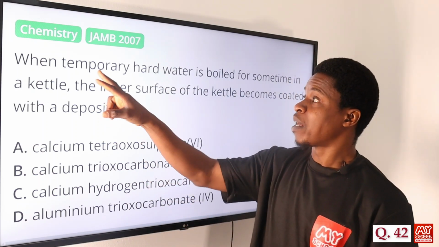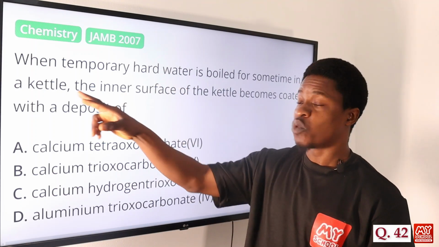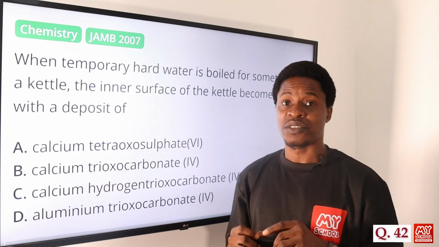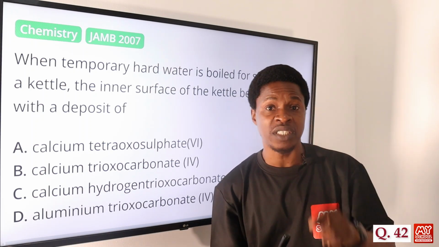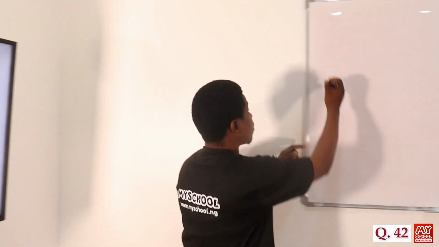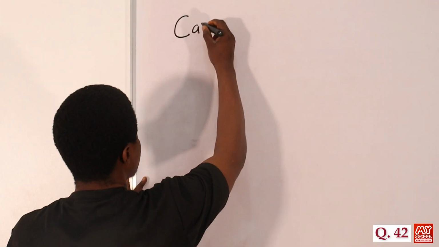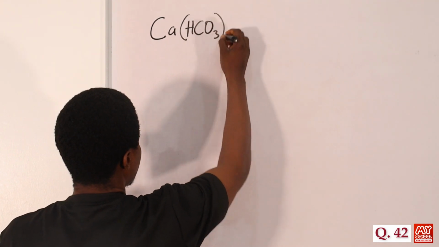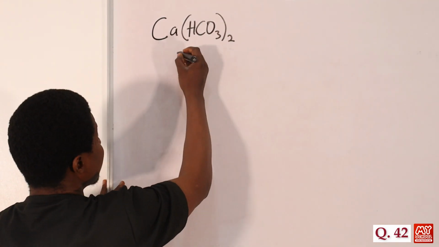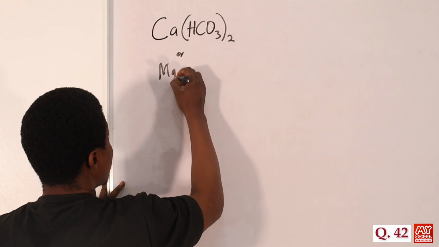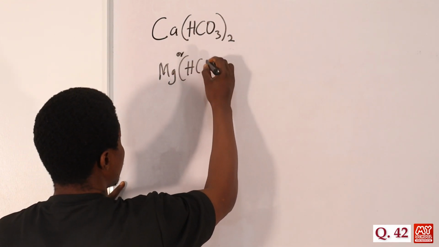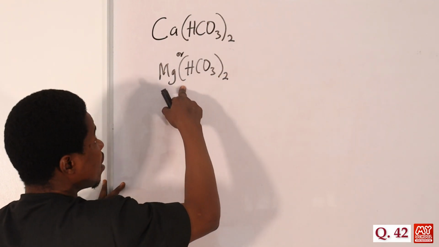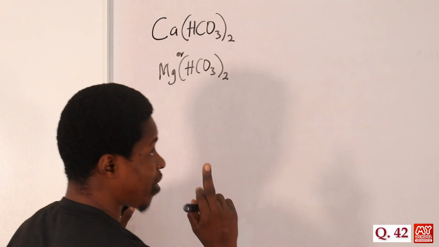So talking about temporary hard water now, it was boiled just to ensure that the water is treated, healed of what? Calcium. So what is present? We say it is calcium hydrogen trioxocarbonate(IV). Let's look at the board and see what happens there. Calcium hydrogen trioxocarbonate(IV), this is what is present, either this or magnesium. It is the magnesium and calcium salt that is present that makes the water temporarily hard.